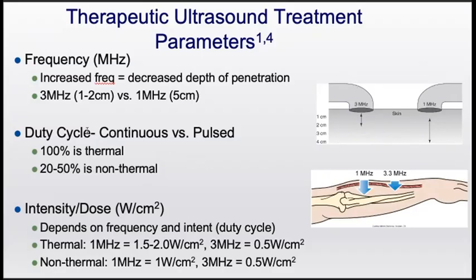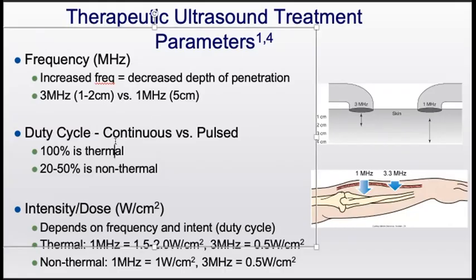The next parameter you need to consider is what we call duty cycle. And this is the difference between continuous or pulsed sound waves. And continuous, or 100% continuous, provides a thermal effect. So if you're looking for that thermal effect, you're going to go for 100% duty cycle. If you're looking for the non-thermal effects that we discussed, you're going to use a pulsed strategy. And so that usually, each machine's different, but they usually register anywhere from 20 to 50% of continuous versus pulsed.